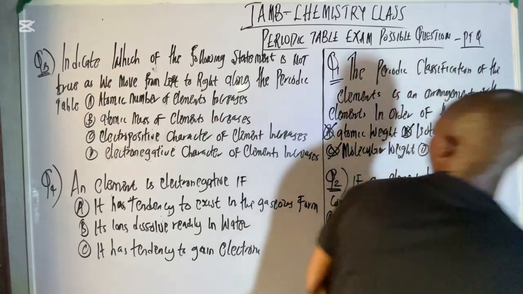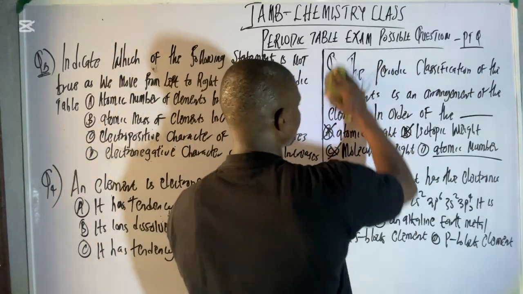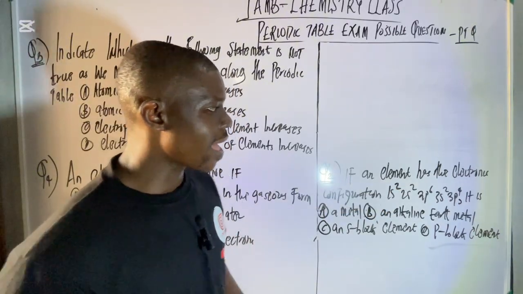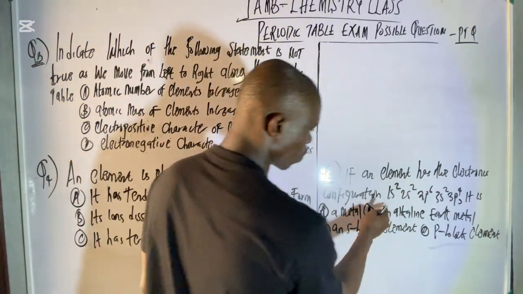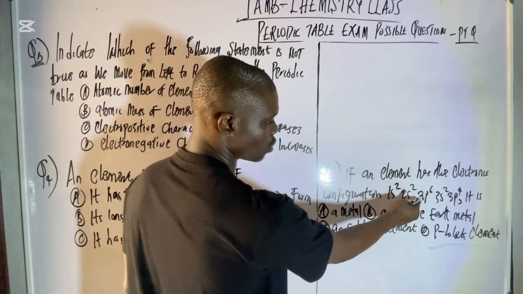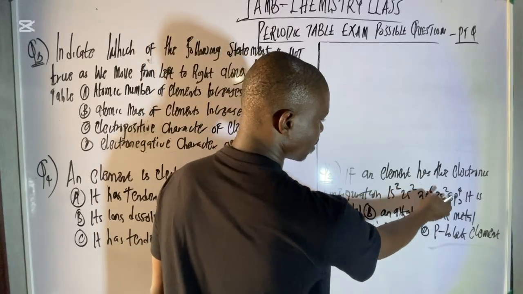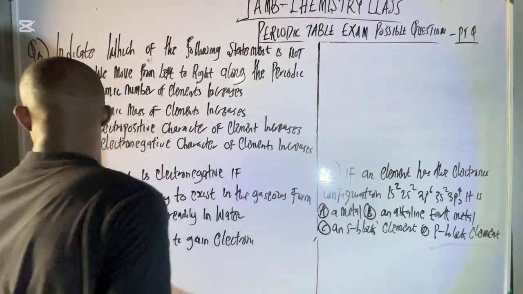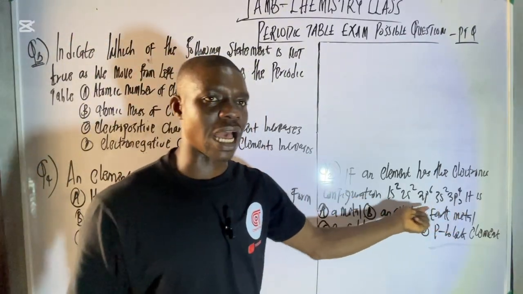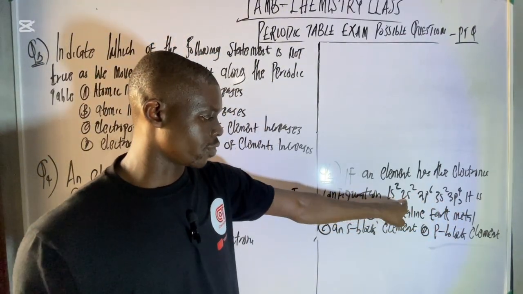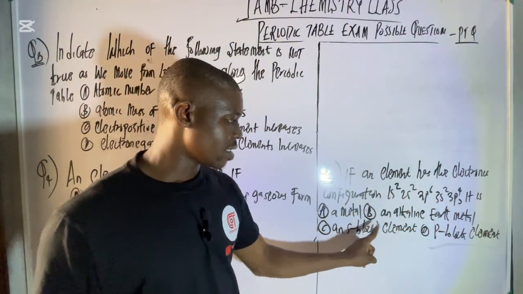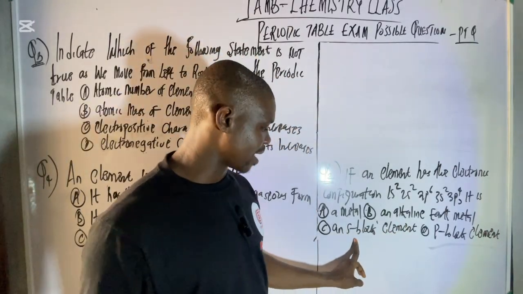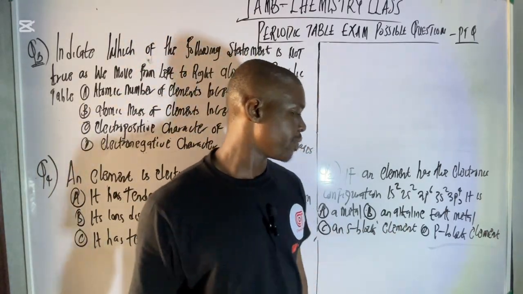Do you understand? Now, let's look at question 2. Pay close attention here. If an element has the electron configuration 1s2, 2s2, 2p6, 3s2, 3p4, it is so and so. They are asking, is it a metal, an alkaline earth metal, is it an S block element or P block element?